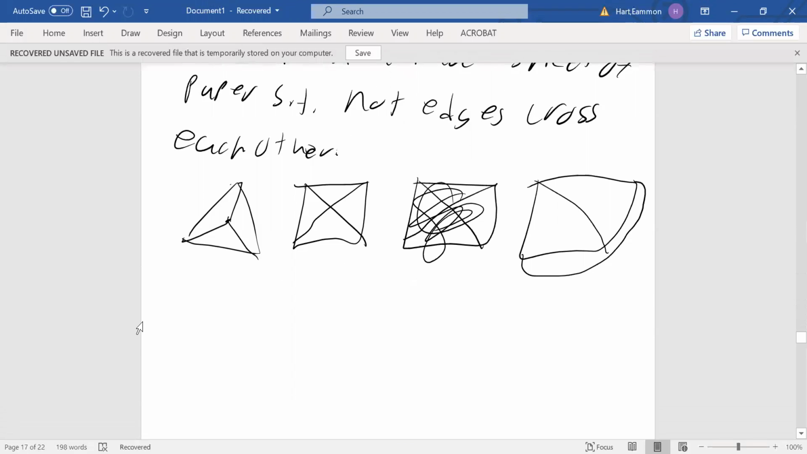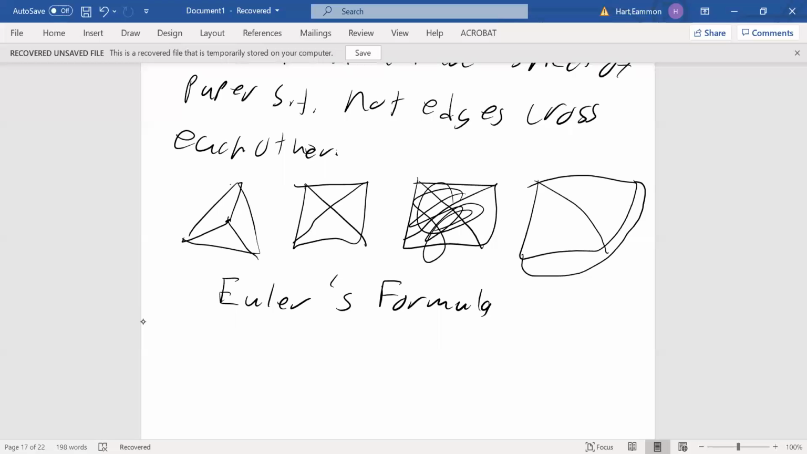And how do we know this? Well, one thing is we can just straight up draw it and see. But we do have a general characterization of graphs that look like this. And that, again, is thanks to Euler and his formula.